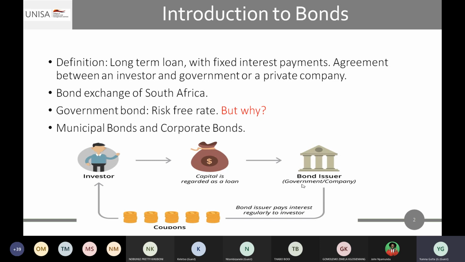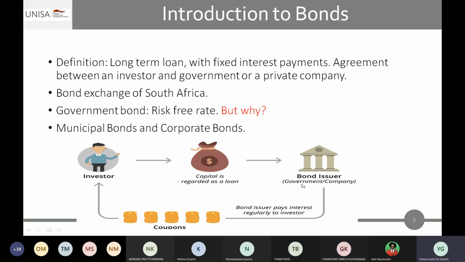Now we're going to be using these terms throughout this presentation, where we speak about the investor. This is the person who is taking out money from his bank account and giving it to the bond issuer. If I take out my pointer, here's the investor. He takes out his money from his bank account and gives it to the bond issuer, which is the government or the company or the municipality. They need this money, and because they're borrowing the money, they pay interest regularly in the form of coupons back to the investor. This is just a nice flow diagram to show you who is the investor and who is the bond issuer.